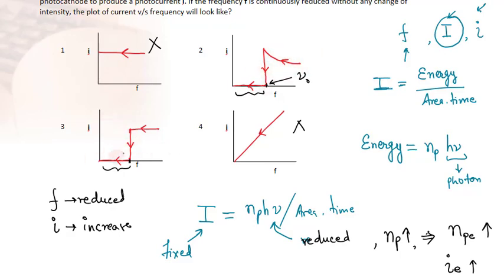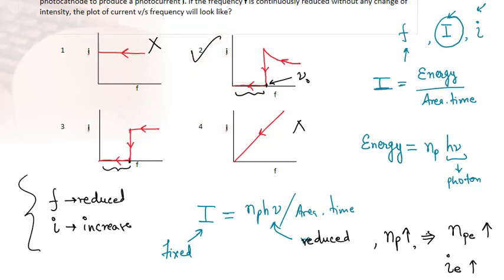So the two options show that there is a threshold on frequency, and this was a photoelectric effect experiment. So the option should be 3 or 2. Since we have worked this out, the option is the second, because if you reduce the frequency, then the current will increase till a threshold, and then it will be zero. So the correct option is the second one.